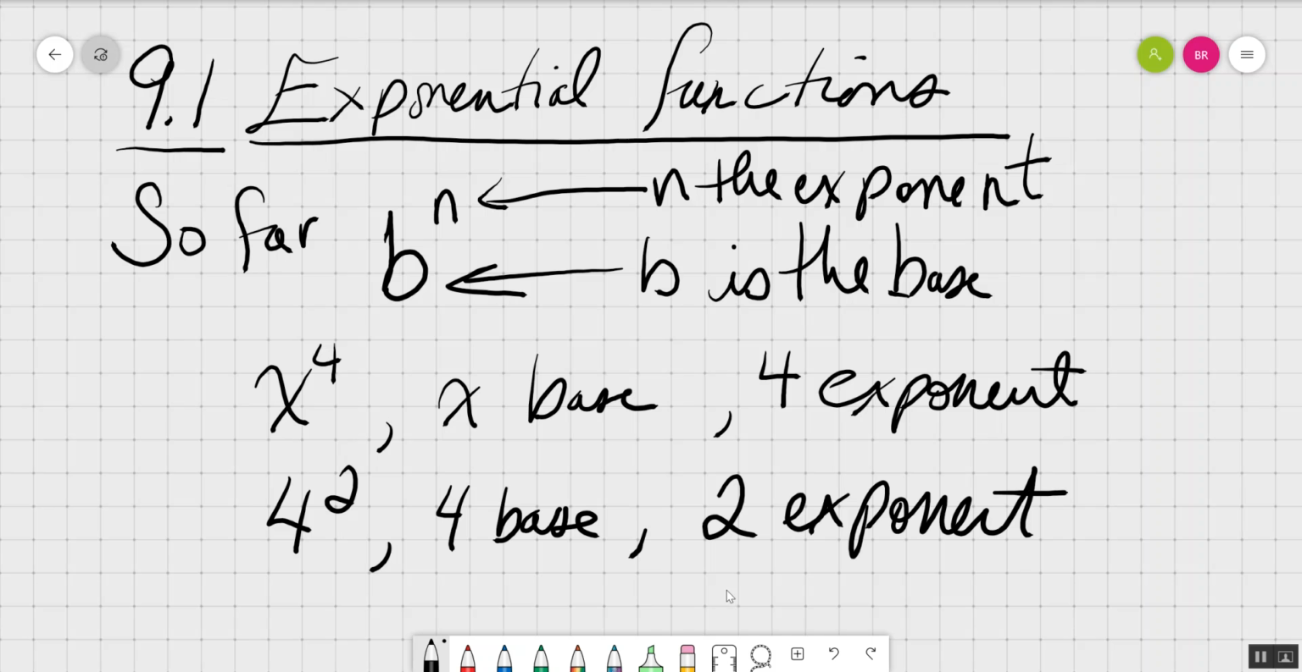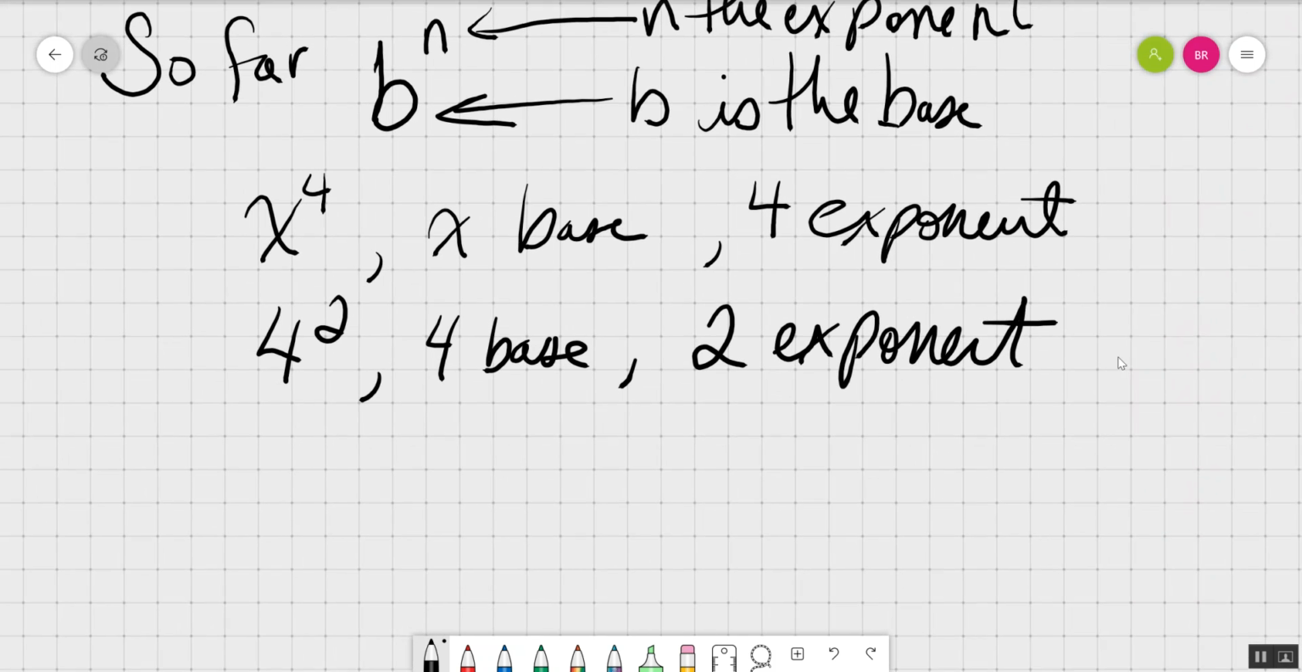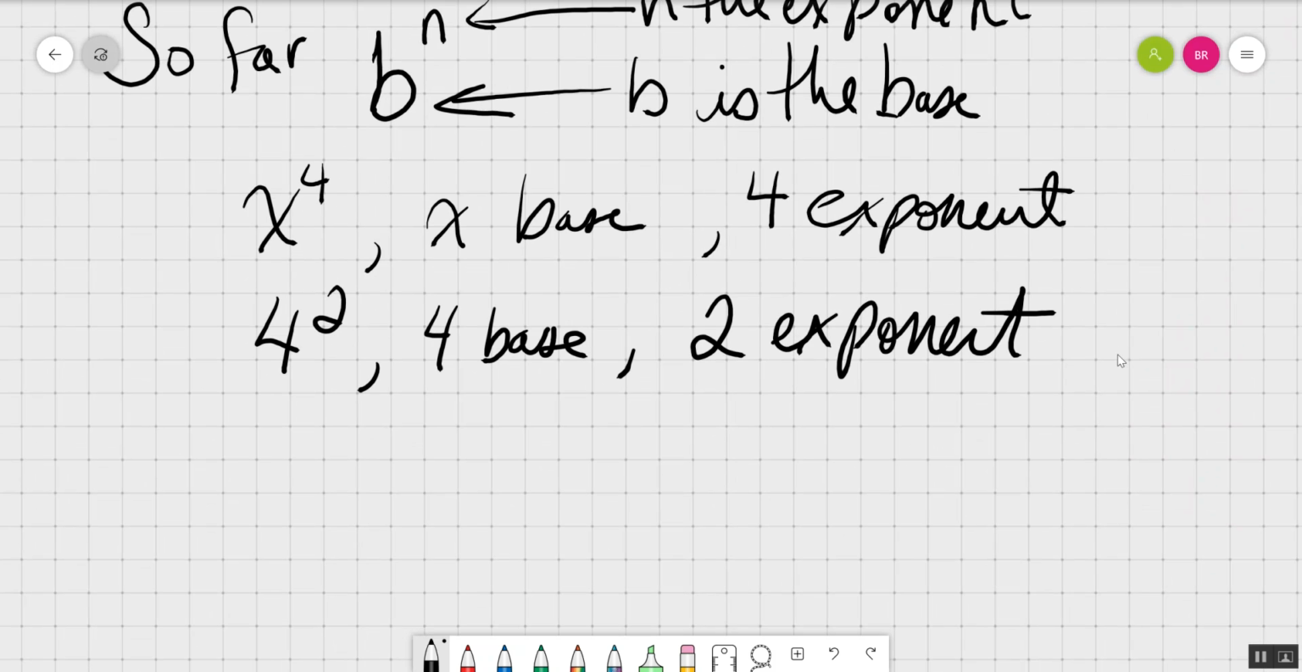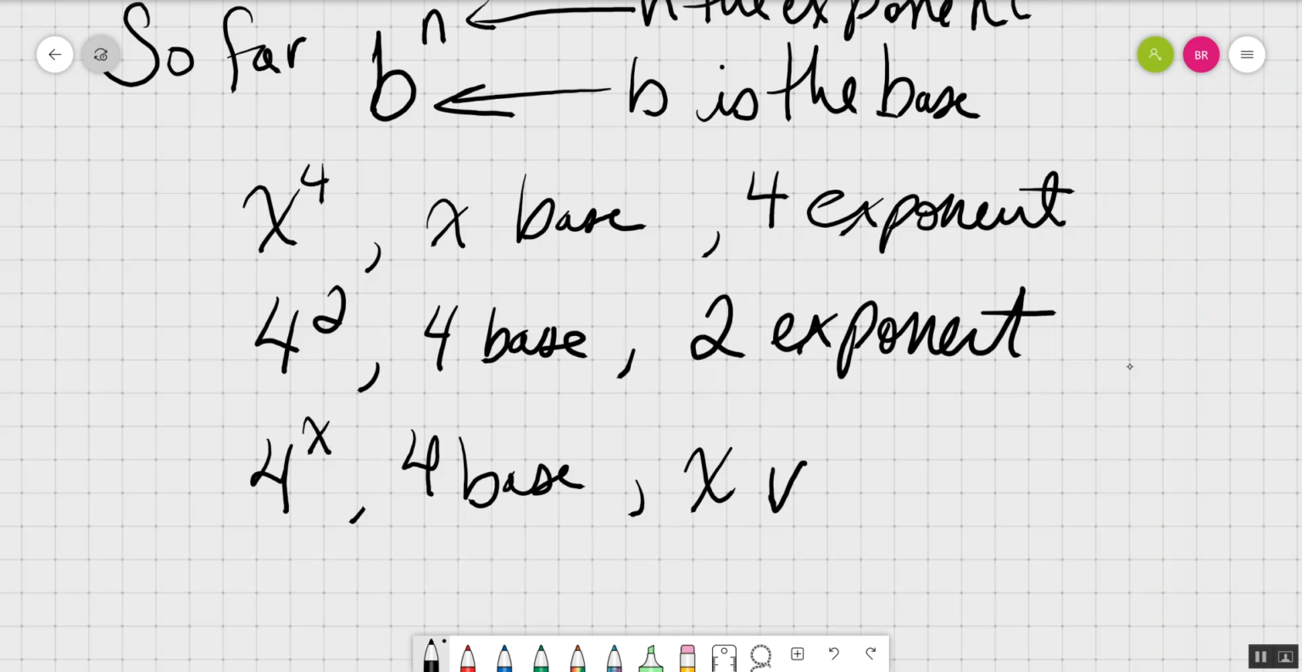Well, exponential functions are going to put the variable in the exponent, hence the name. So it's going to be things like 4 to the x. I've been putting the base first, so we're going to stay consistent. 4 is the base, and the exponent, x, is going to be the variable.